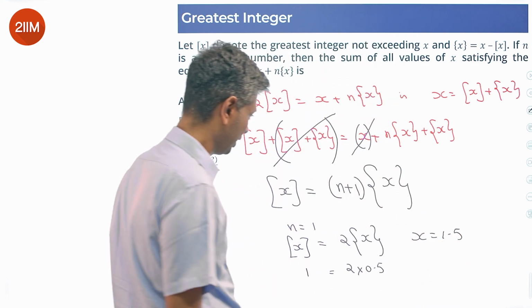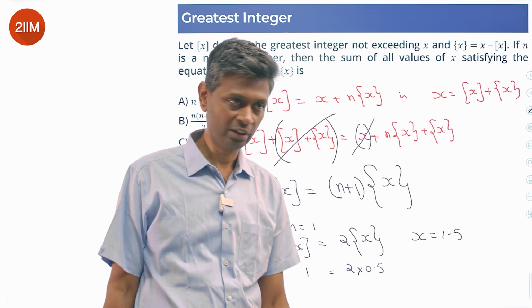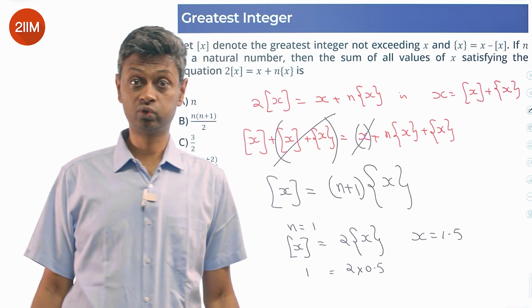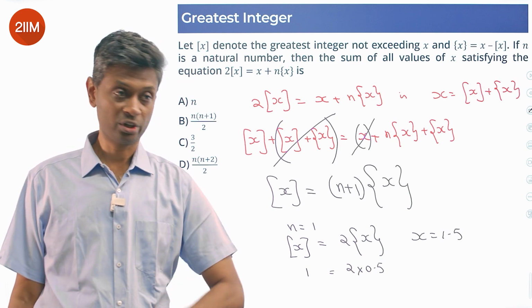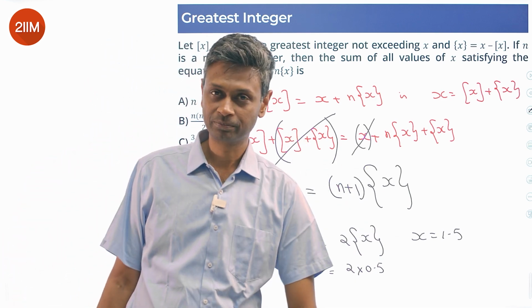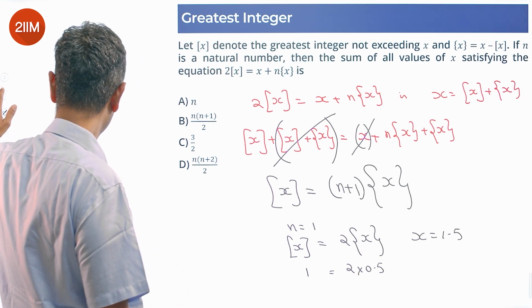And so then we can say greatest integer of x is 1. Decimal part of x is 0.5. 0.5 into 2 is 1. So when n is 1, we have one solution, x equal to 1.5. I'm going to stop with that. I'm going to say, hey, nice. You set the ball rolling on this.